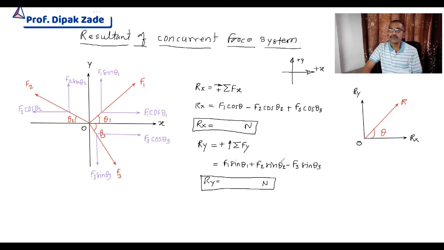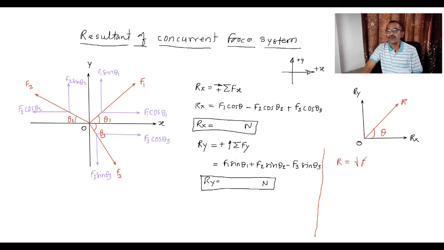To find this R, we'll use the Pythagoras theorem. If we use the Pythagoras theorem, R is given by the square root of Rx square plus Ry square. Using this Pythagoras theorem, we get the magnitude of the resultant force. And if you want to find the inclination, we'll use simple tan theta. Now tan theta means what? Opposite upon adjacent. The Ry I represented here is the side opposite to this angle. That means Ry is the opposite side of this angle, and Rx is the adjacent side. Therefore tan is opposite upon adjacent, that means Ry upon Rx. That means theta is found by taking tan inverse of Ry upon Rx.